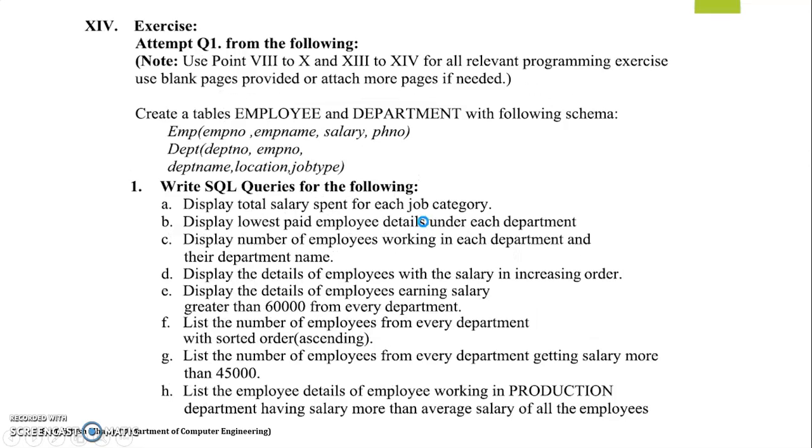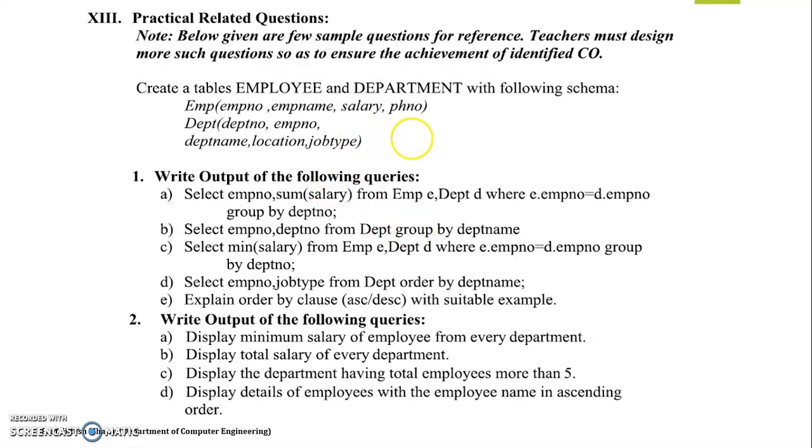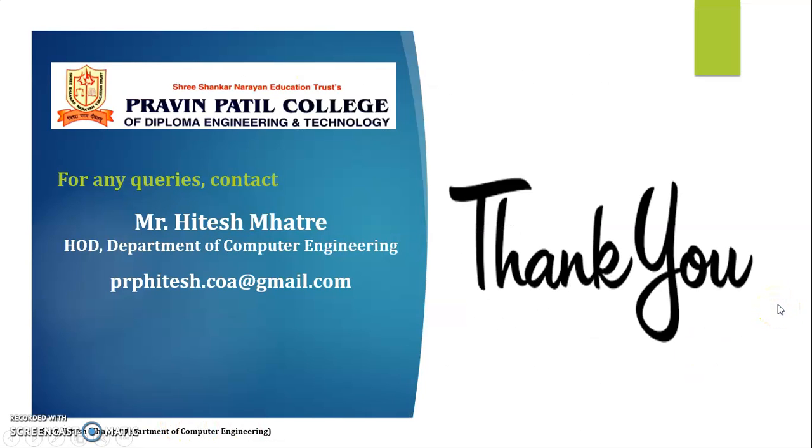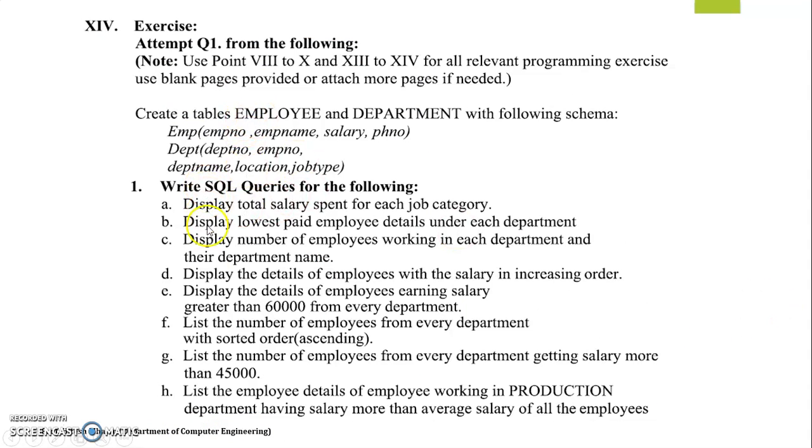Now these are some practical related questions. We are using the same table. Here are some of the queries we have used in performing this practical, like selecting employee number, sum of salary, where employee number is equal to department number, group by department number. We have done this. These are some of the queries that you can try out. Then for the exercise also, using the same table, there is a set of queries which you can try out.